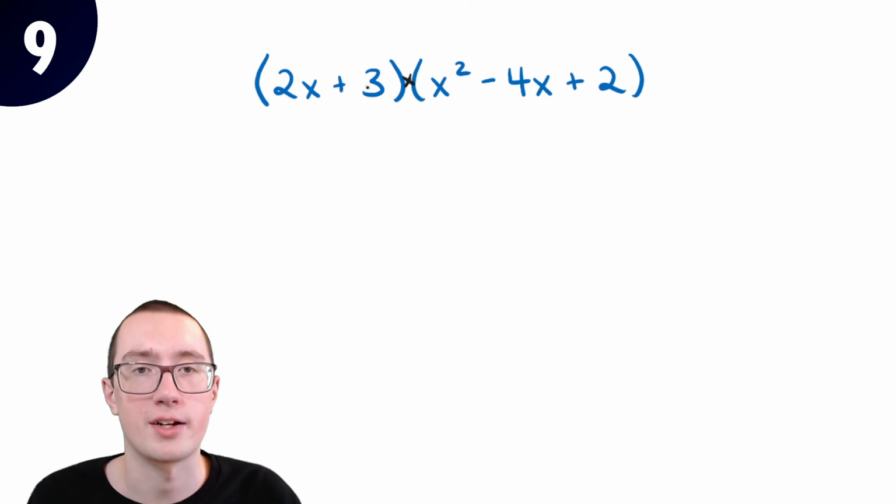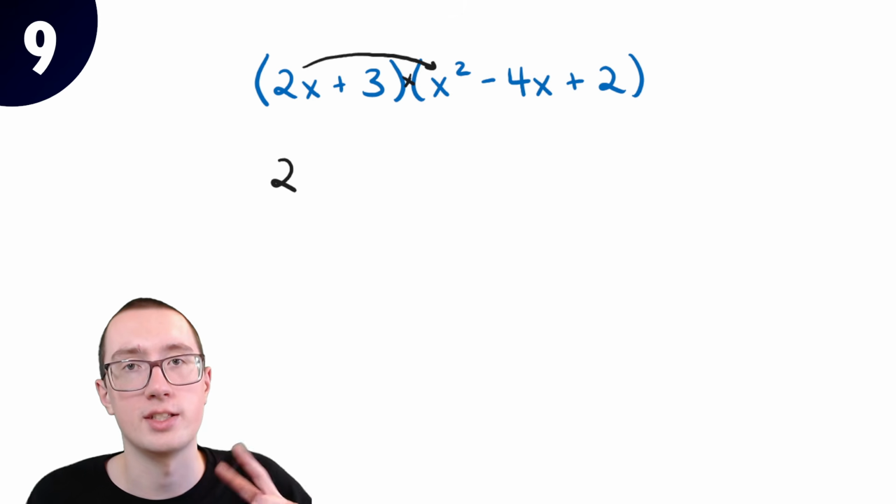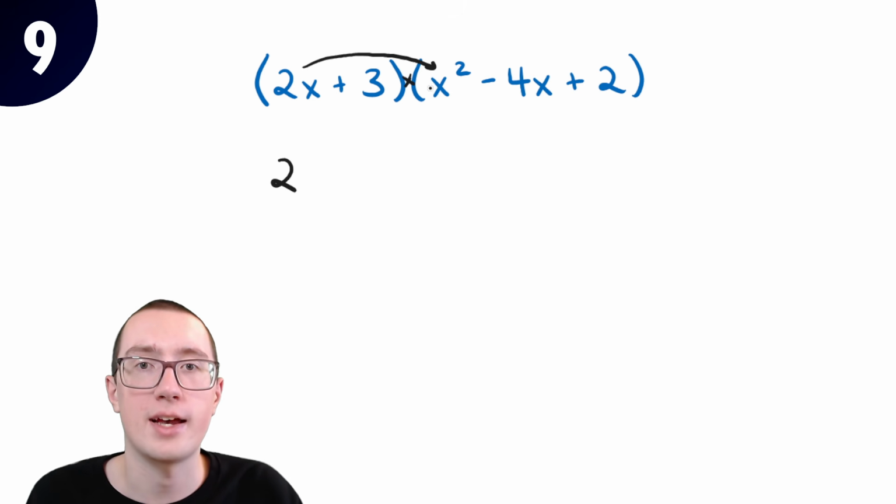So let's start with the 2x. We need to multiply 2x times x squared. So 2 is the only number here, so that's just going to stay as 2. And then we have x times x squared. Well, remember that x squared is x times x. So this is x times x, and then we're multiplying another x. So that's actually x to the third.